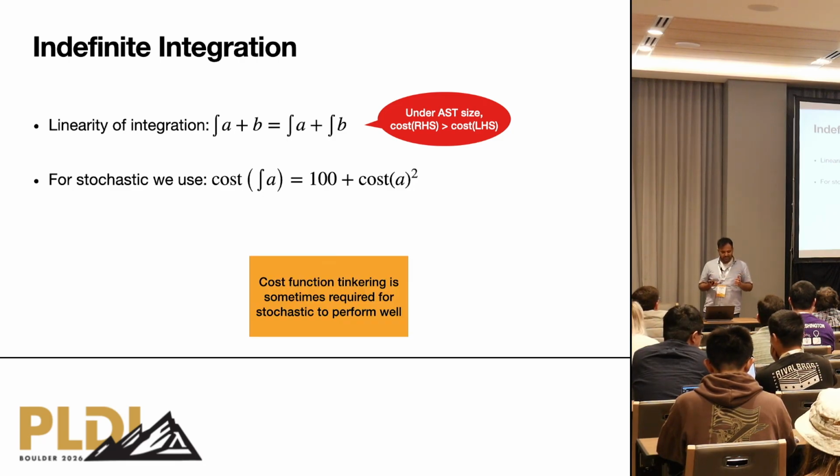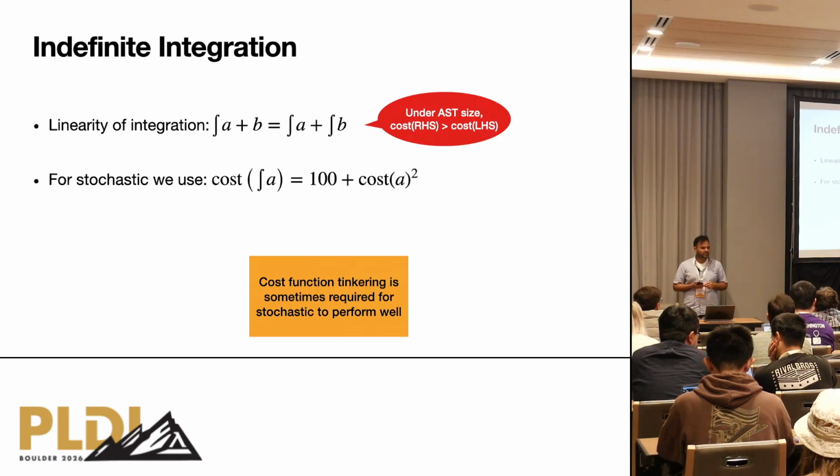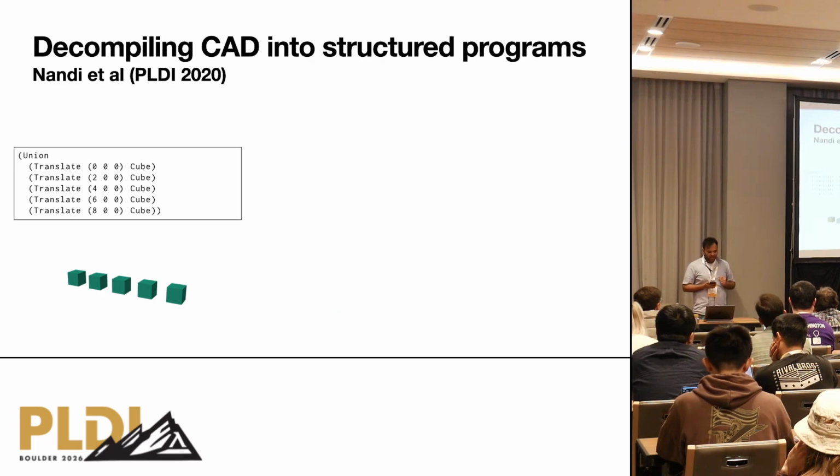So the point is just that sometimes you might need to tinker with the cost function a bit to enhance the performance of stochastic search on some benchmarks. EqSat, of course, does not care because it's not cost guided at all. Okay. So now we move to our fourth benchmark, which is a more substantial one.